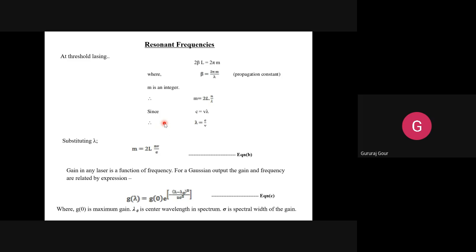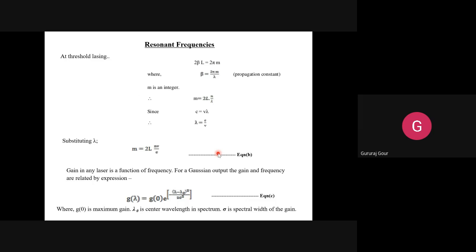Similarly, the wavelength spacing, delta lambda, using the relation between V and lambda. So we can use this relation between lambda and V, and you will get it as lambda square by 2ln. So these two things you have to remember along with equations B and C.